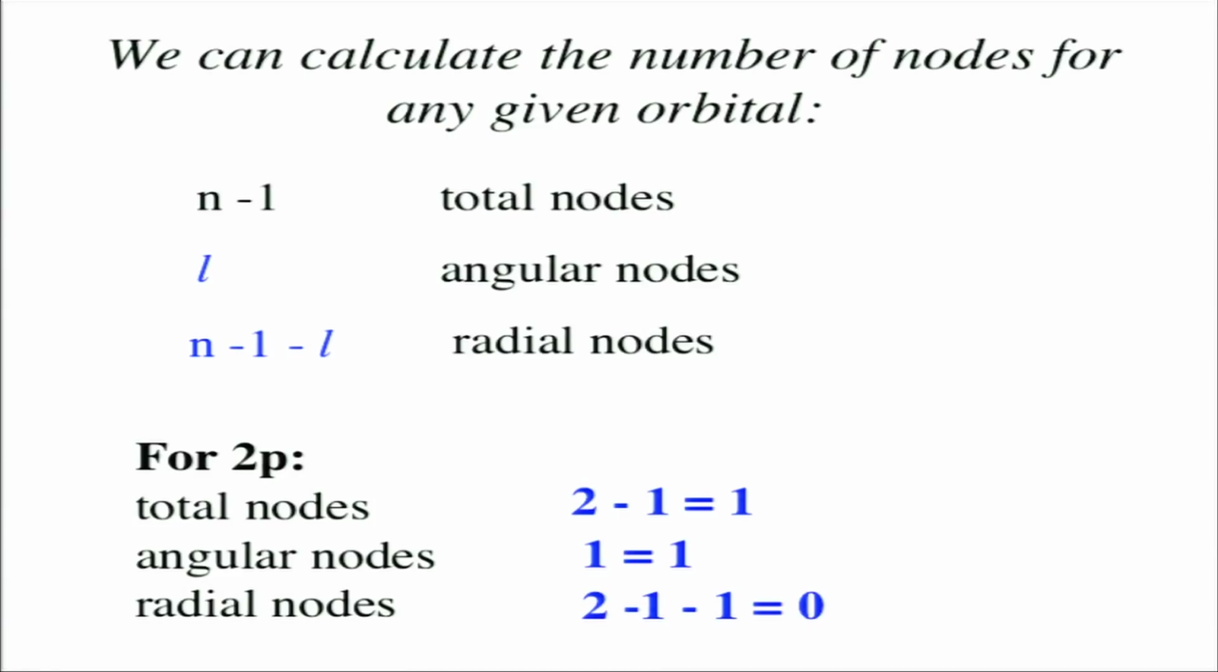Since there's only one total node, if you figured out there was one angular node, you could even realize that there had to be 0 radial nodes. It's a way to check maybe your equations. All right, so let's try 3d now.